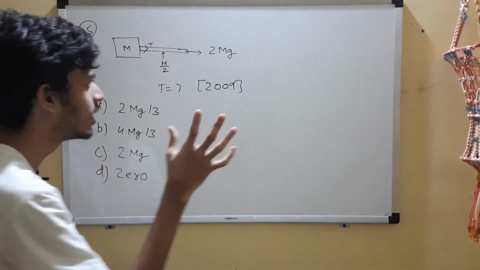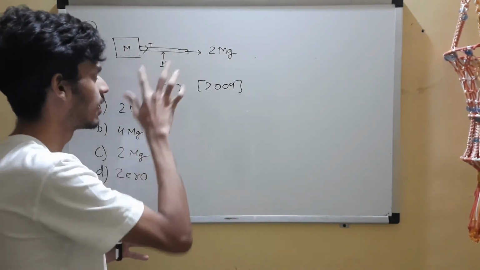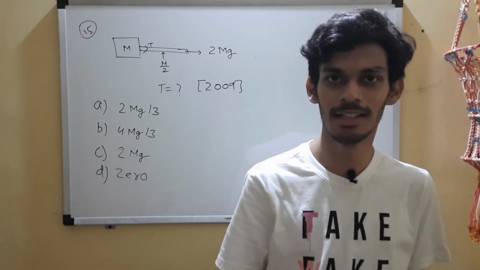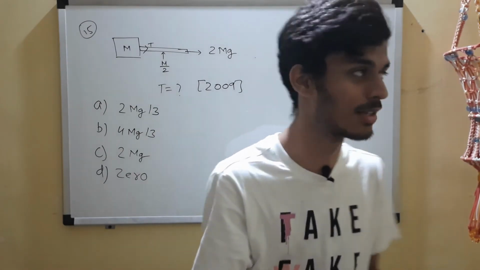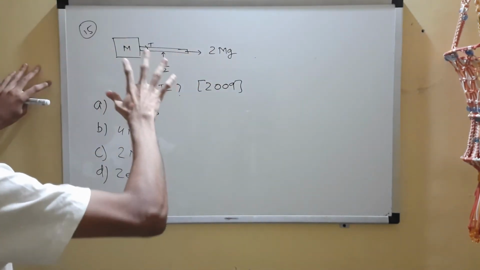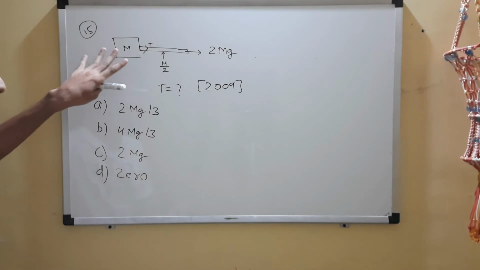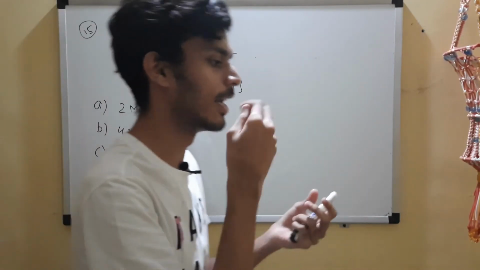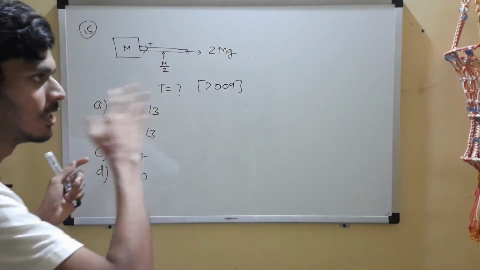So the only difference that you can see in this case is that this string has some mass too. It is a massive string. In the previous questions that we discussed today, the string was massless. It had zero mass. In this case, our string has some mass, which is m by 2. So tension will differ at every point. In a massive string, tension differs at every point. In a massless string the tension is uniform.